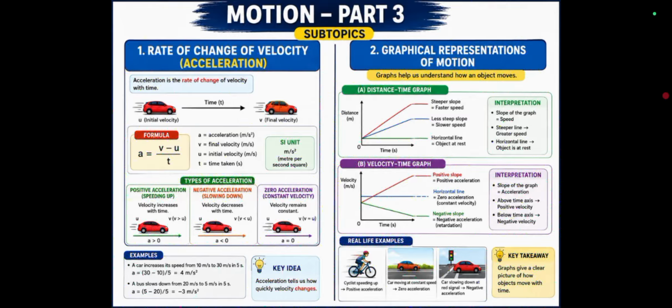No, it's not changed. When there is no change in velocity, we say that change in velocity is zero. But what happens when a car increases its velocity from 20 meter per second to 40 meter per second? Its velocity is changed. Then we will learn how to measure this change in velocity. This concept is called acceleration. Today we are discussing the rate of change of velocity, that is acceleration, and graphical representation of motion also.